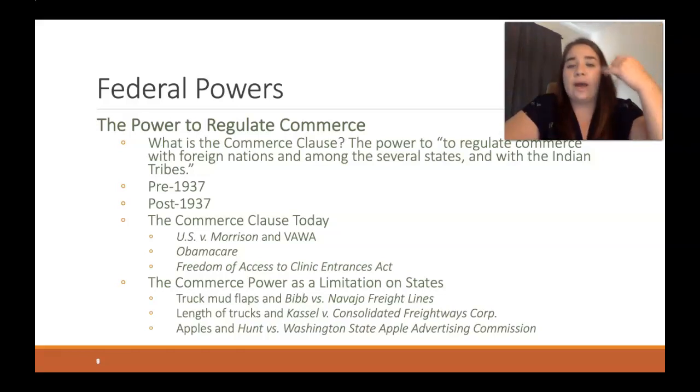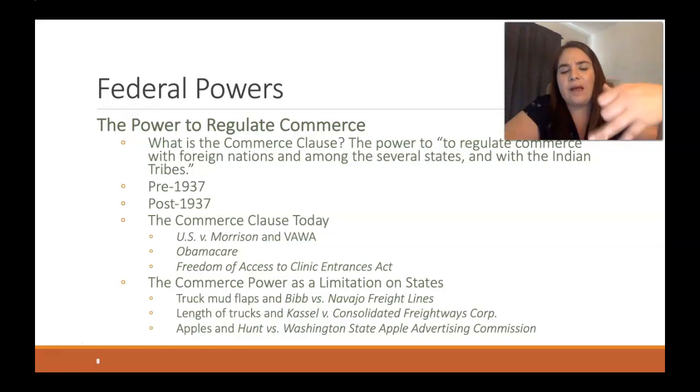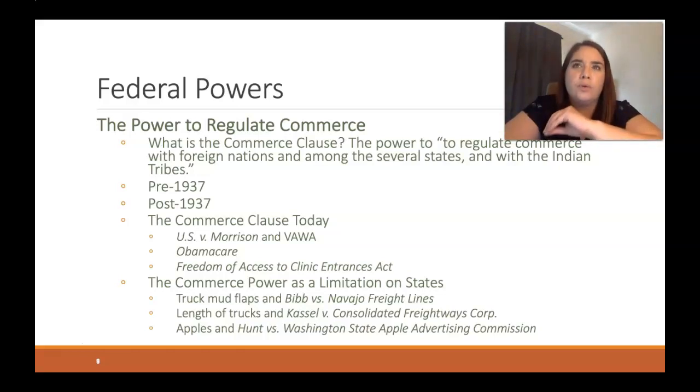And so you have Social Security coming out of that. You have the modern welfare system coming out of that. Conceptually, all of those welfare government organizations come from the federal government's ability to regulate commerce among the several states because they needed to stabilize our economy.